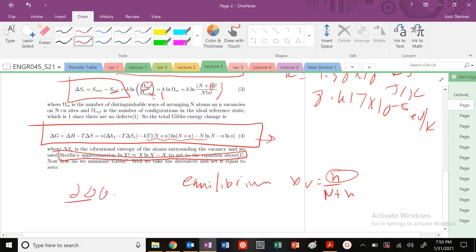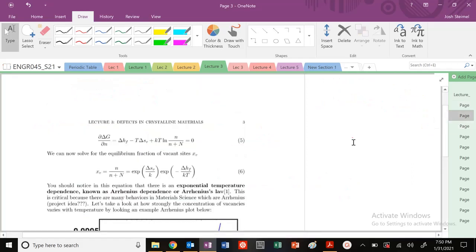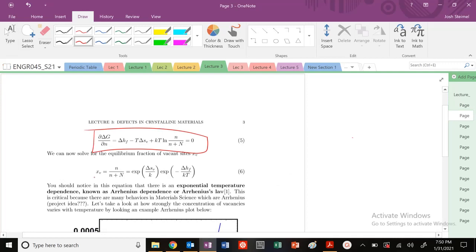We need to take the derivative of this with respect to n and set it equal to 0. So at any given temperature, what is our equilibrium concentration of vacancies? And we do that, more math here. Again, I'm not going to bore you with the details, but we finally get this expression right here.